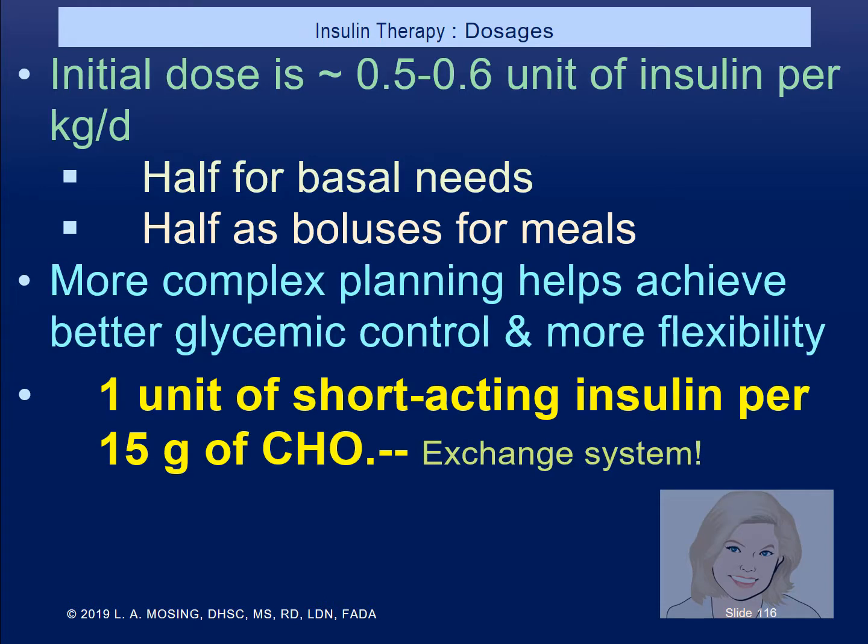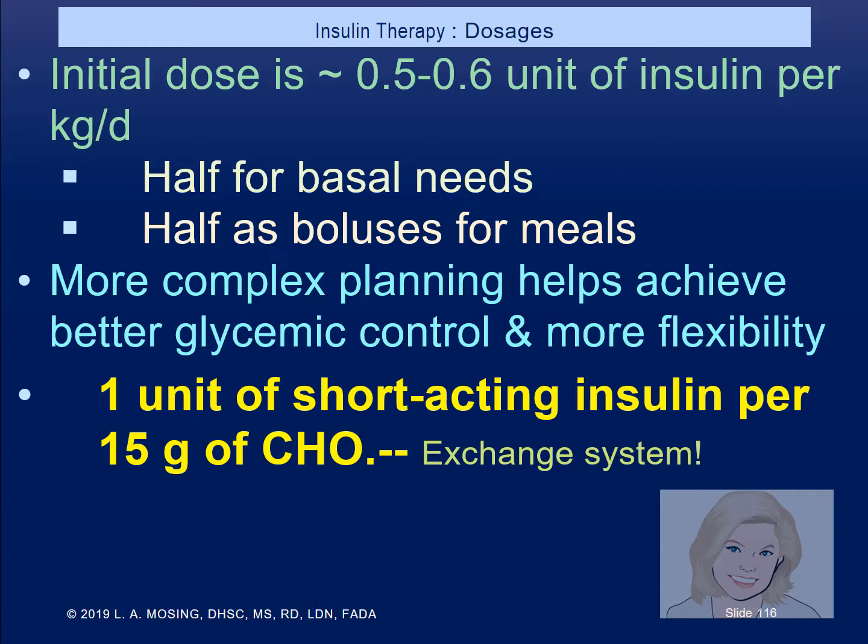Remember we had the exchange system, and that helps us to determine what our portion size is? Well, I said at that time each carb serving is equal to 1 unit of insulin. It's everything math, you know that. So the initial dose is 0.5 to 0.6 units of insulin per kilogram per day. Half for the basal need of your patients, half for your boluses.